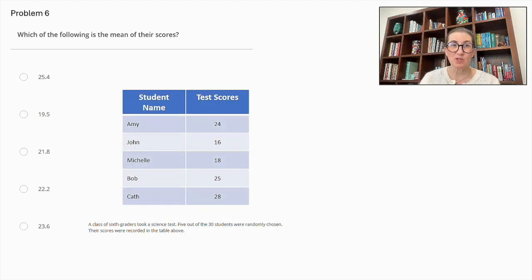Problem number 6. Which of the following is the mean of their scores? So a class of 6th graders took a science test. 5 out of the 30 students were randomly chosen. Their scores were recorded in the table above. So now we are looking for the mean of their scores, and mean is equal to average.